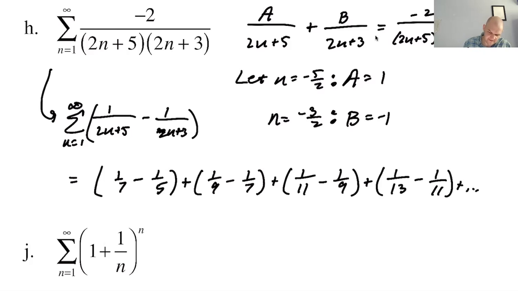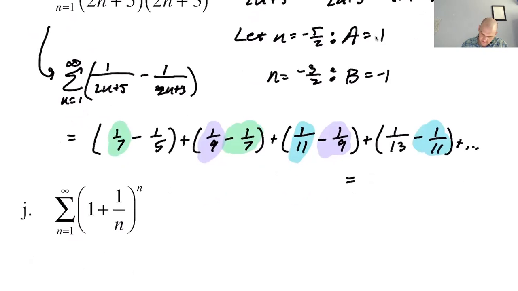Okay, so you can see the canceling here. 1/7 and 1/7, and then 1/9 and 1/9. But we skipped the -1/5. Nothing's going to come back to get it, so it's going to be gone. So our final answer here is -1/5.